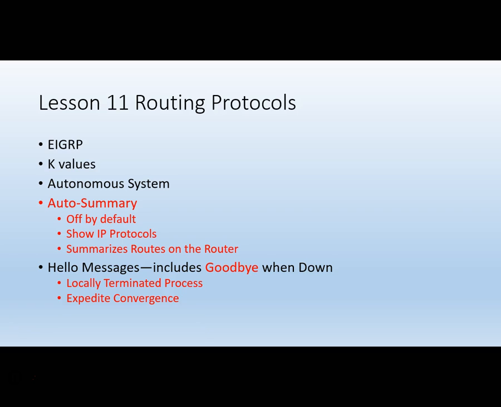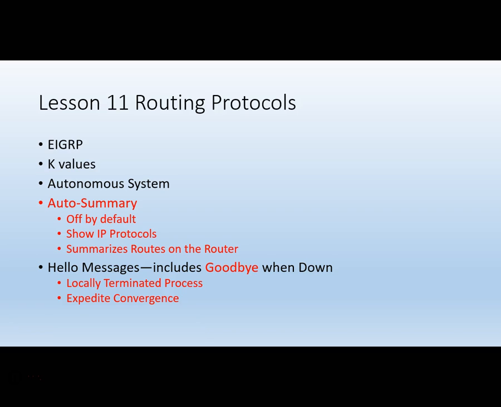Auto summary summarizes the networks on the router as they go out of the router to the nearest classful boundary. If we want to know if auto summary is on or off, we can use show ip protocols. In the newer routers, it is configured to be off by default. In older routers, it's going to be on by default.